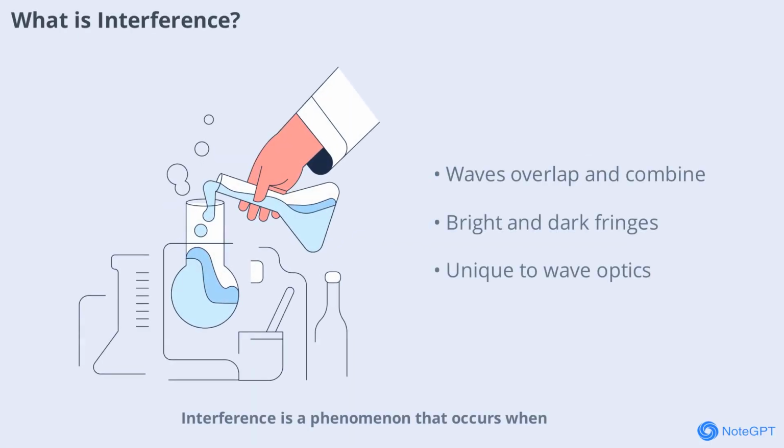Interference is a phenomenon that occurs when two or more light waves overlap and combine. Depending on how the waves align, they can reinforce each other, creating bright fringes, or cancel each other out, resulting in dark fringes. This effect is a direct consequence of the wave nature of light and is not explained by ray optics. Interference patterns are not just beautiful, they're also incredibly useful in scientific measurements and technology.